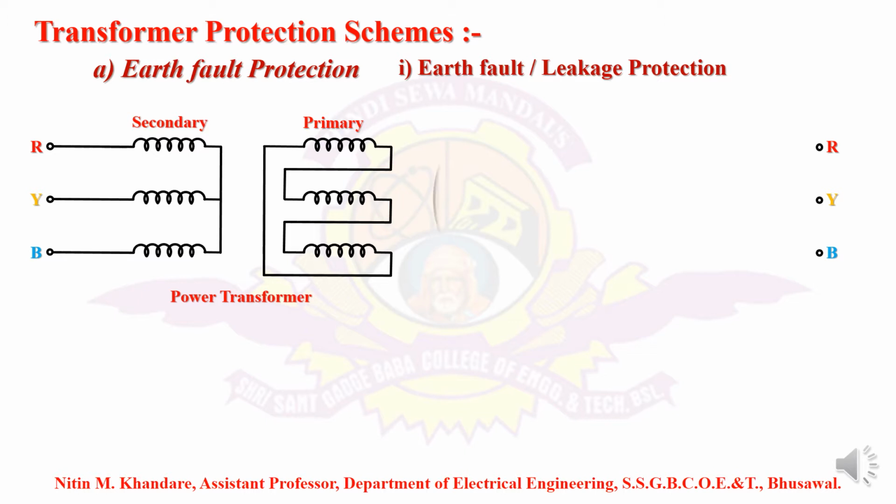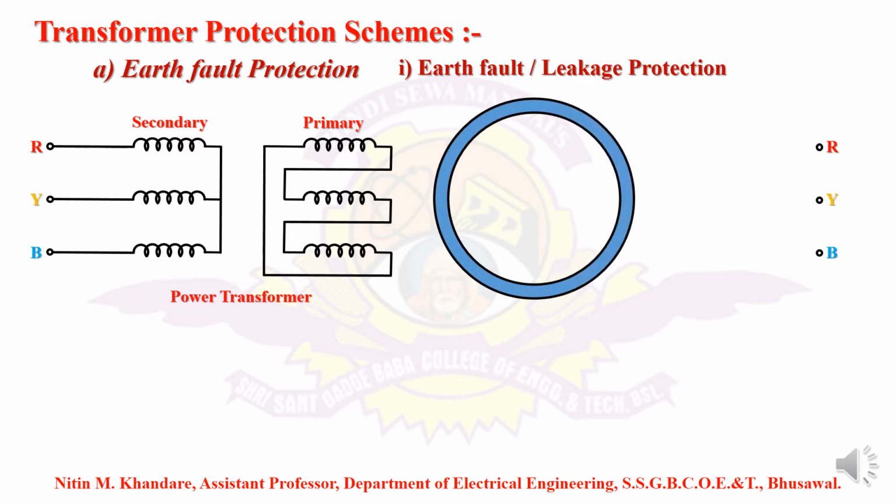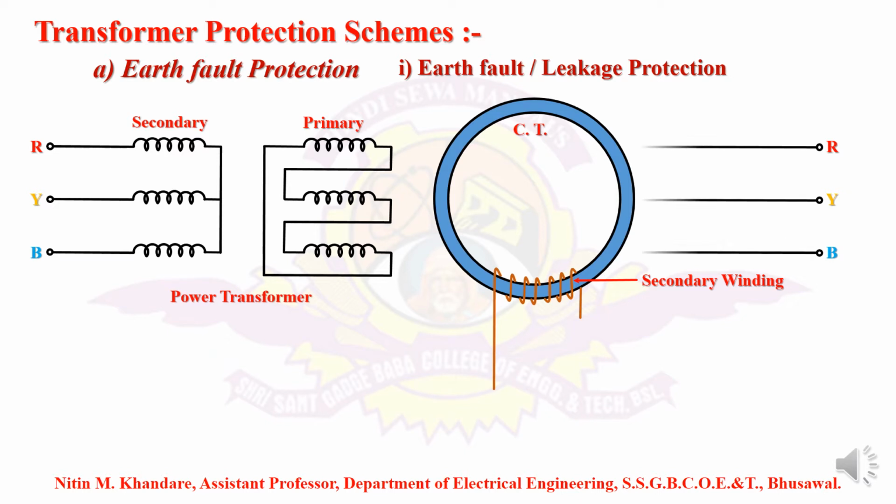As the earth fault protection is also called the core balance leakage protection, we are using a CT along with the secondary winding only. So there is the secondary winding, which is wound on the core of the CT. As this CT does not have any primary, we are using the conductors connected from the supply up to the transformer as a primary for the CT, and that's why the supply conductors are passed through the core of the CT like this.